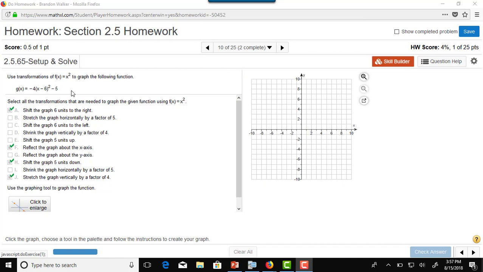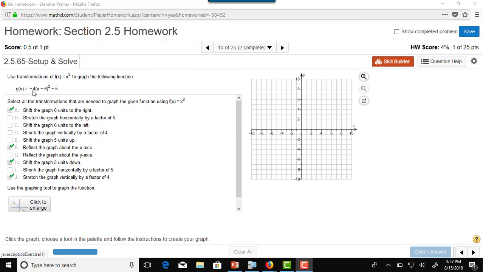So I've already answered the first part of this question, and it's asking me what transformations have been done to g of x equal to -4 times (x minus 6) squared minus 5. So we see that inside the parentheses here, since it's x minus 6, that's going to shift it to the right 6 units. Remember, that's backwards from what you normally would think. So x minus 6 actually moves it to the right. And the way that helps me remember that is I think about what number I'd have to plug in here to make this 0. And I'd have to plug in positive 6, which helps me remember that I need to move it to the right 6 units.